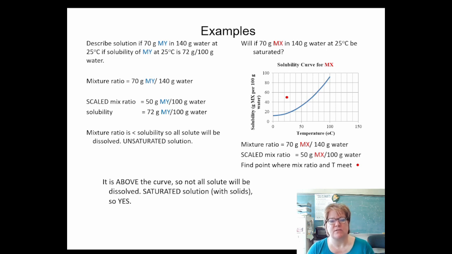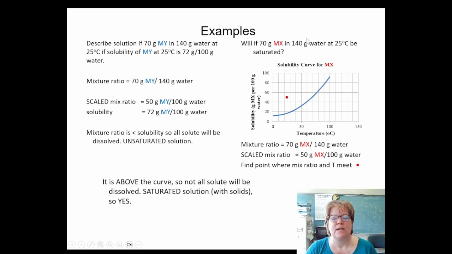So here's a couple examples. Describe the solution if 70 grams of My is in 140 grams of water at 25 degrees Celsius, if the solubility of My at 25 degrees Celsius is 72 grams per 100 grams. So I'm giving you the solubility rather than you having to look it up on a chart. I'm going to scale one of them. In this case, I'm going to scale my mixture ratio. My mixture ratio is 70 per 140. But how many grams would that be if it was just 100 grams? If I scale that, it turns out it's 50 grams of My per 100 grams of water. So that's my mixture ratio. Now I say, what is the solubility? It's 72. My mixture has less than the solubility, so it's going to be unsaturated.